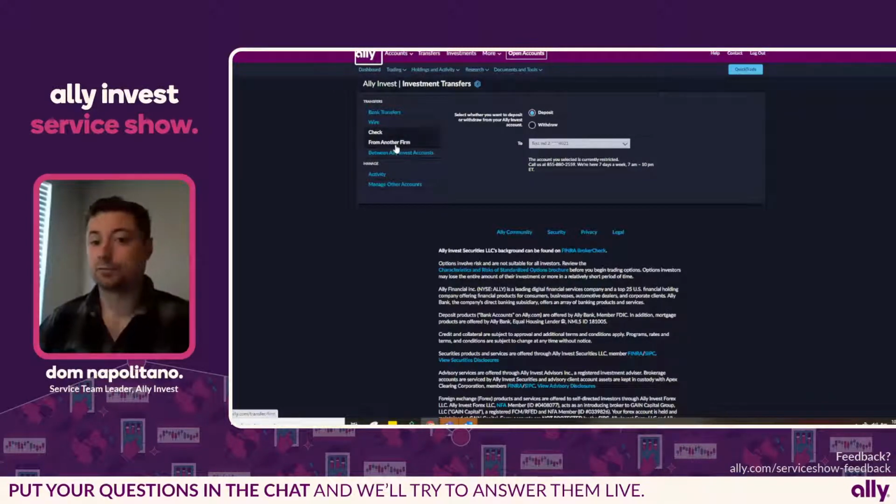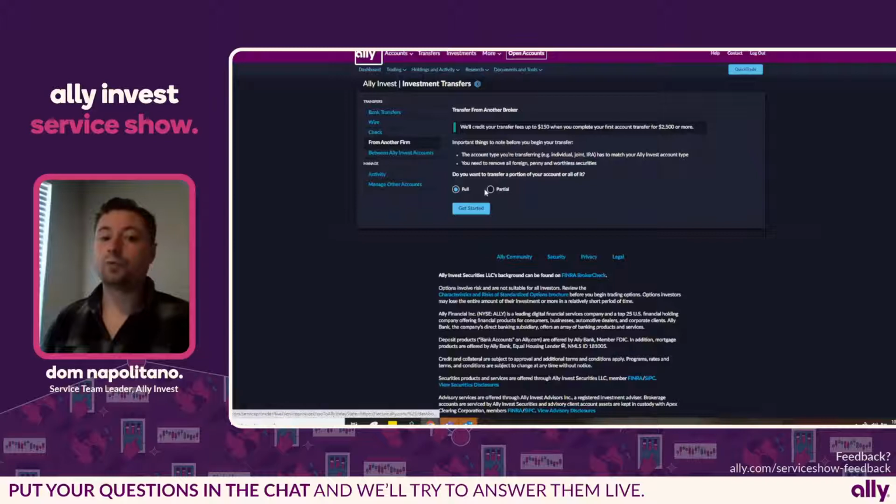What that is, basically, is what the name implies, an account transfer. This is going to allow you to transfer in kind from a different account. So let's say you had some stocks at Fidelity and you want to move them over to Ally Invest. Well, you can use this option here. You can select full or partial, and this will allow you to transfer over securities from another brokerage firm. Now, keep in mind with these, the registrations of the account have to match. So if you have an individual account there, you cannot transfer over to, let's say, a joint account here. The registrations would have to match.